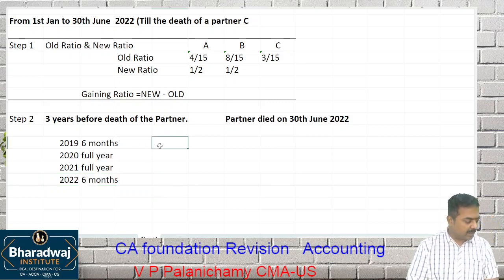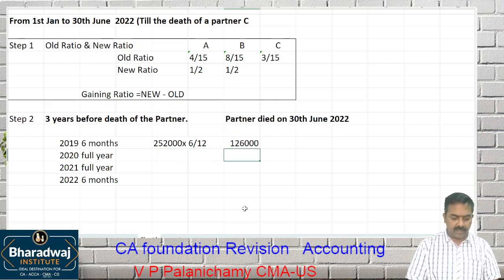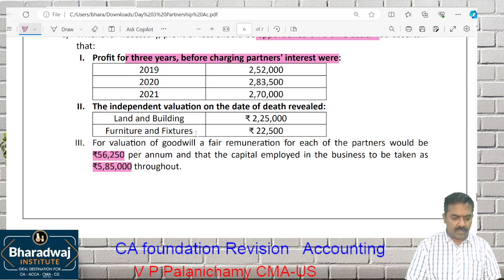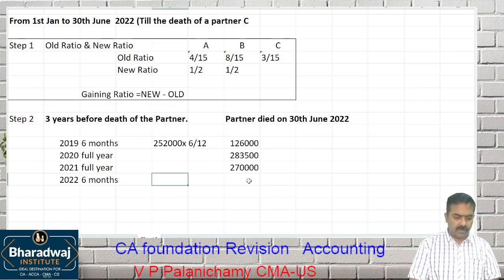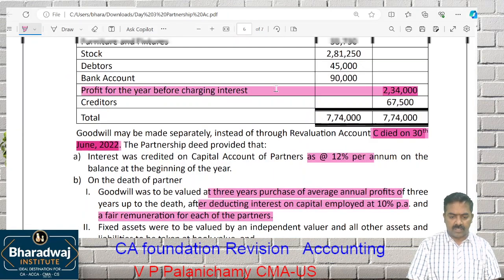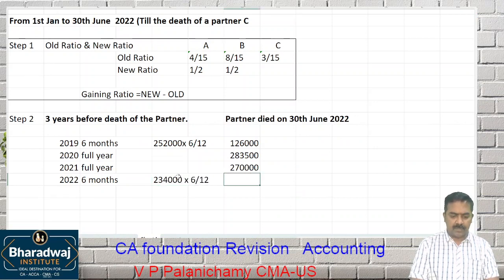So how much profit is given for 2019? 2,52,000. How much will 6 months be? 1,26,000. 2020 full year you can take. What is 2020 profit? 2,83,500. 2021 full year profit how much? 2,70,000. The current year profit is given in the trial balance: 2,34,000 for the current year. 2,34,000 into 6 by 12, what comes? 1,17,000.